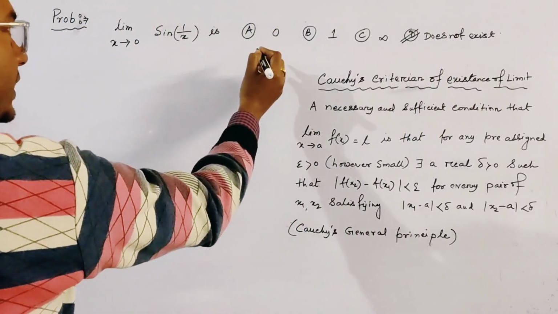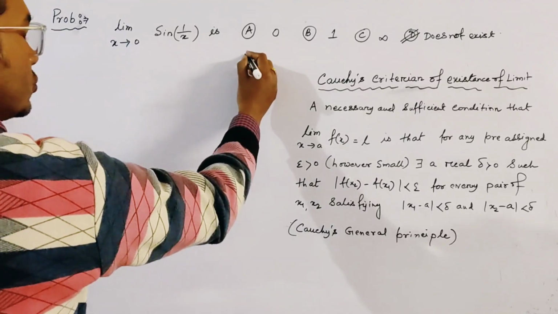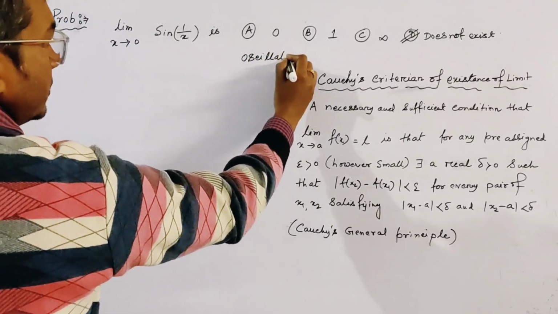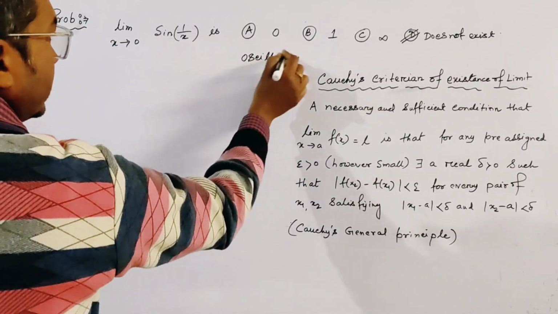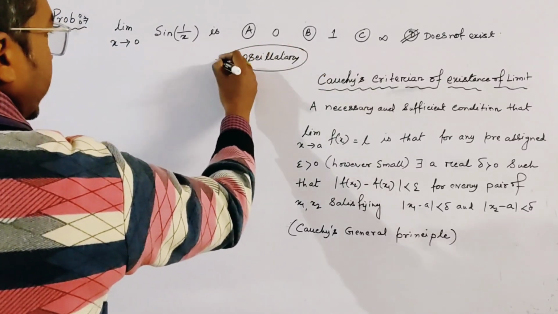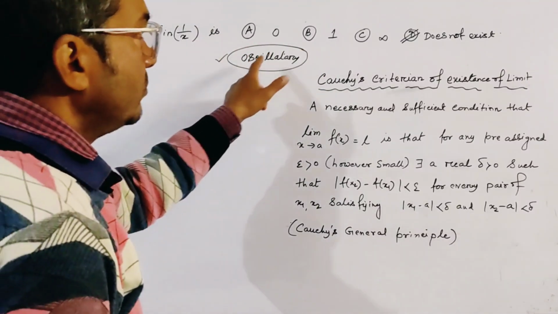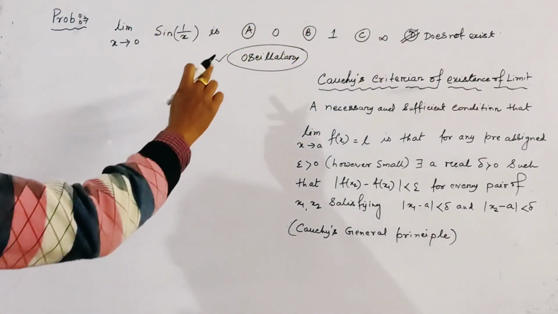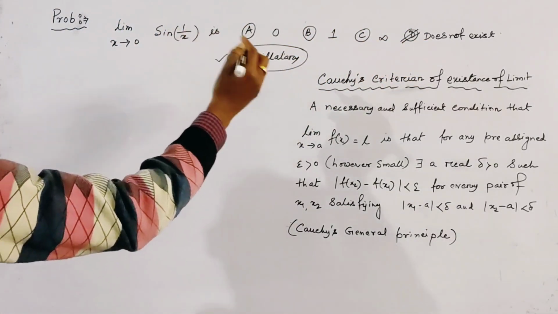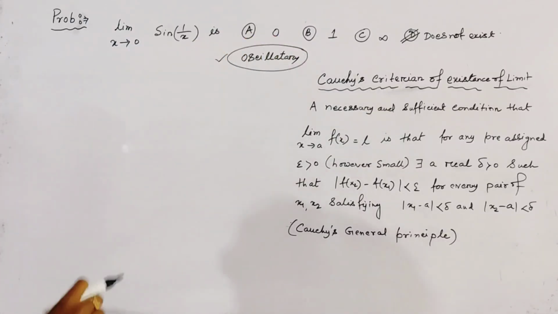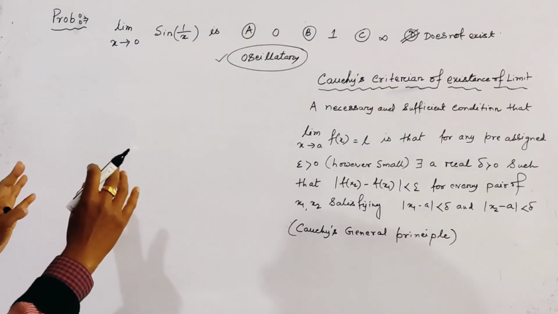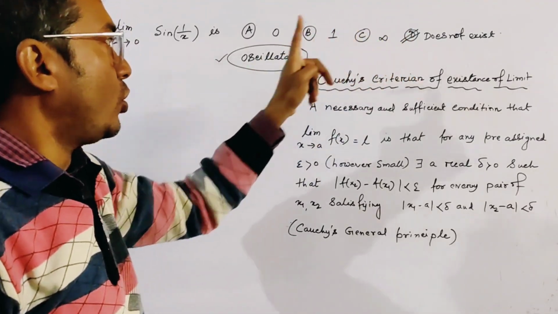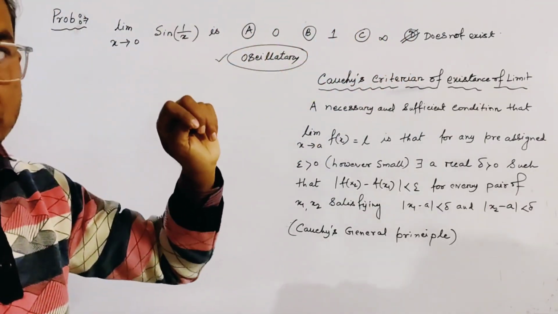If there were an option "oscillatory", then that option would be correct. Okay, then "does not exist" is not in the options. If there is the option oscillatory, then oscillatory is the correct option. Okay, now our problem is how to say that "does not exist" or "oscillatory" is the correct answer.